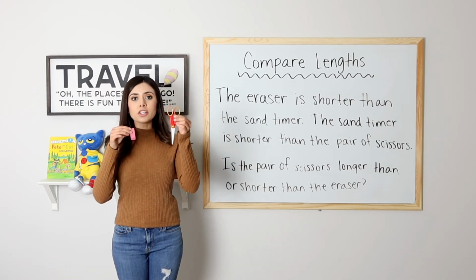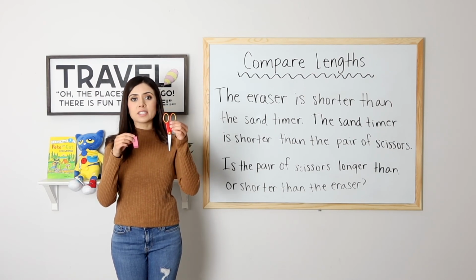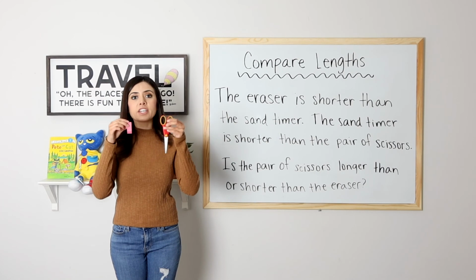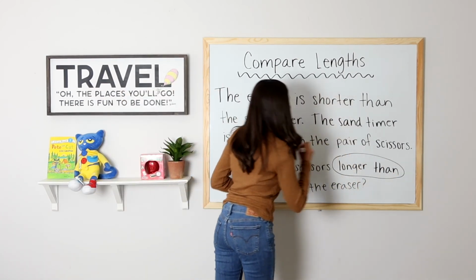If you said longer, you are correct. The distance from end to end on the scissors is longer than the distance from end to end on the eraser. Very good. Longer than.